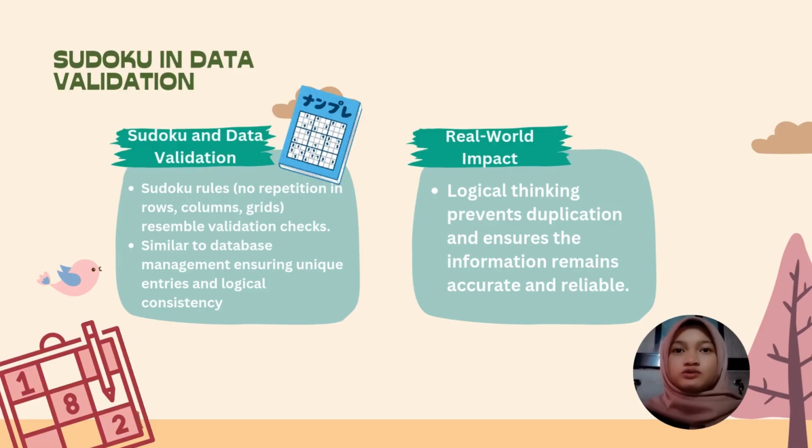In Sudoku rules, there is no repetition allowed in rows, columns, or grids. This is similar to how data validation ensures no duplicate entries, and logical consistency in databases. In real-world impact, logical thinking prevents data duplication and ensures the information remains accurate and reliable. This analogy connects Sudoku rules to requirements in data validation processes.